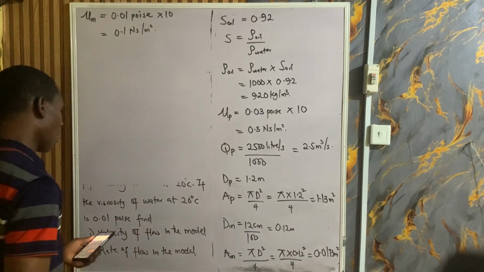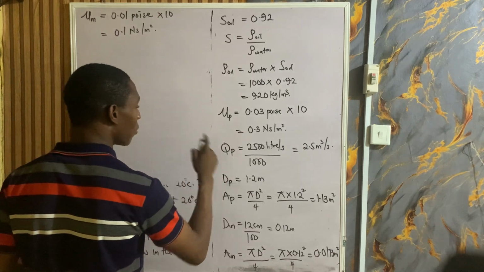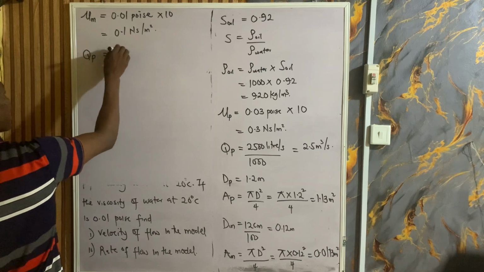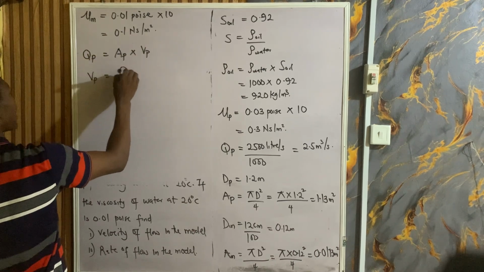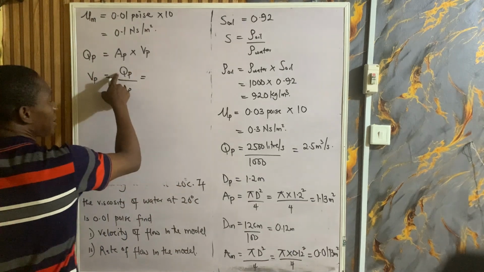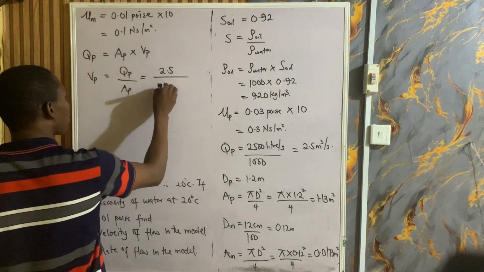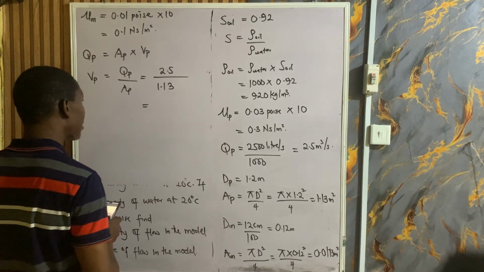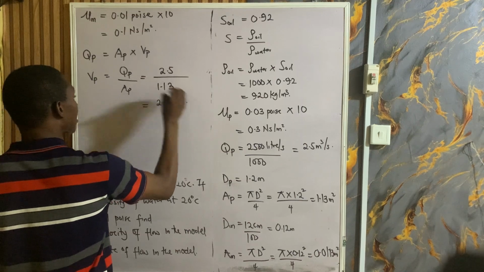the velocity of the flow in the model. Before we do that, let's have the velocity of the flow in the prototype. We know that the discharge of prototype is area of prototype times velocity of prototype. So we can say velocity of prototype is discharge of prototype over area of prototype. So that's how we got the area actually. What's the discharge of prototype? We're given 2.5 divided by the area of prototype 1.13. So this will give us 2.5 divided by 1.13. This is 2.2 meter per second.